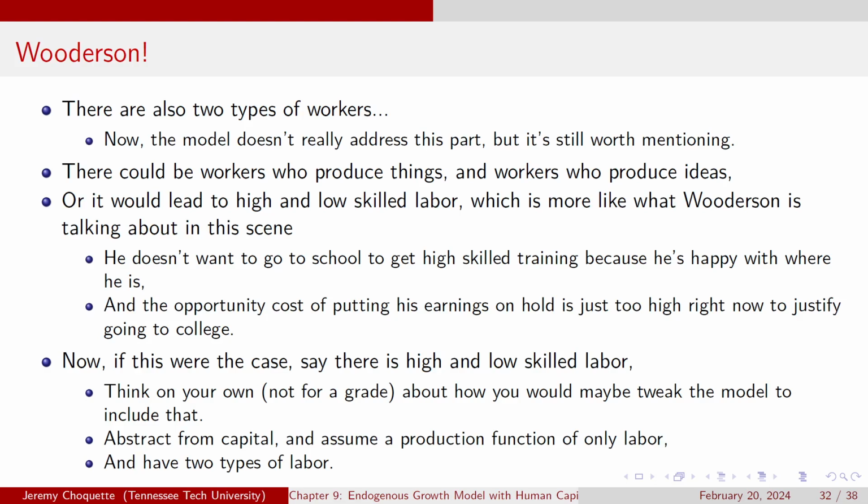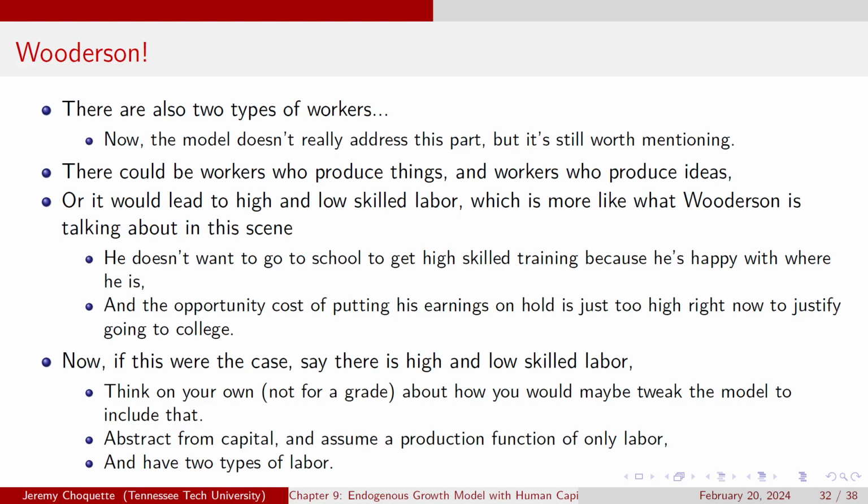Now, if that were the case, say there is high and low skilled labor, right? Think about it on your own, how you'd maybe tweak the model to include that. What do you think you would do? How do you think you would want to include that in the model, given the type of framework and the type of setup that you've seen thus far?